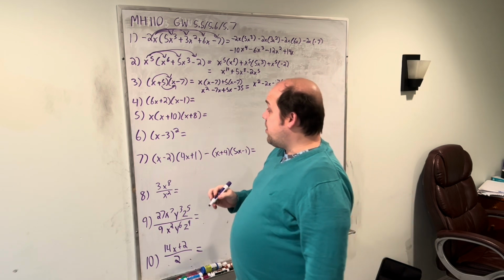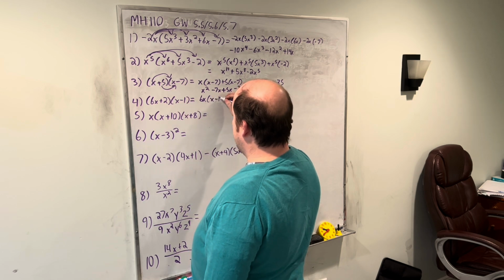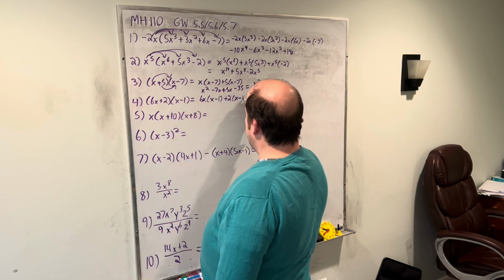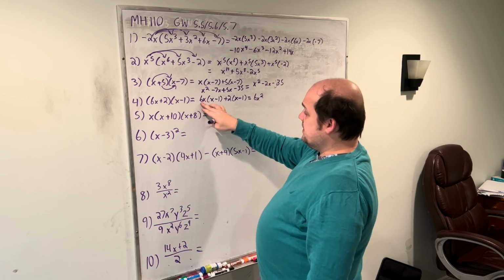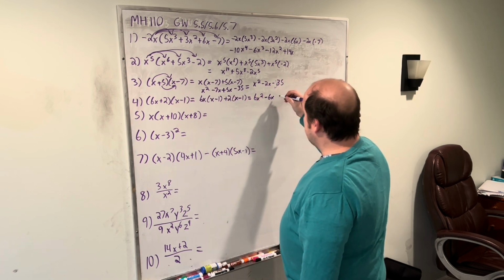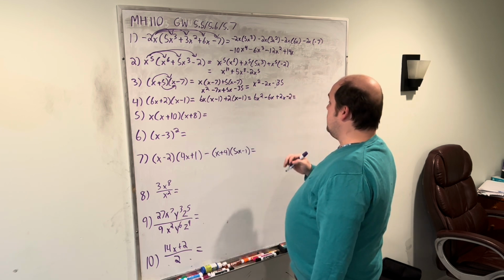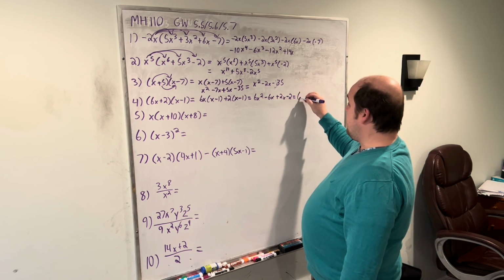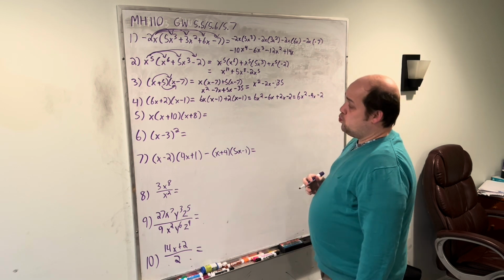When I go to do the same for problem 4, first term 6x times whole second parentheses x minus 1 plus second term 2 times whole second parentheses x minus 1. 6x times x gives me 6x squared. 6x times negative 1 gives me negative 6x. 2 times positive x gives me 2x. 2 times negative 1 gives me negative 2. Combining the like terms in the middle, negative 6 plus 2 gives me negative 4. So my final answer is 6x squared minus 4x minus 2.